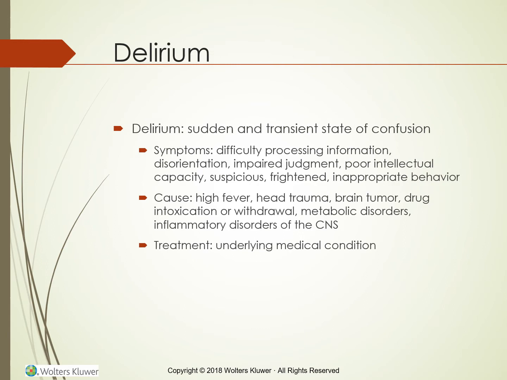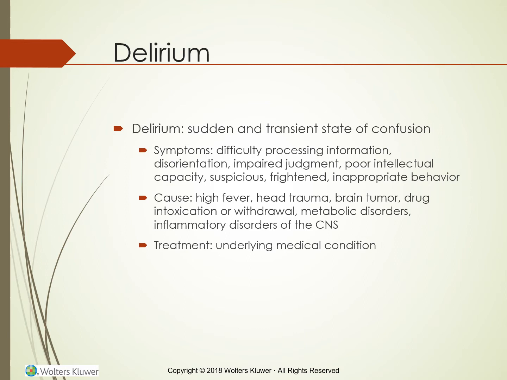We'll discuss now two of those elements that are most commonly encountered as defining elements of cognitive impairment, and those will be delirium and dementia. We'll start with delirium. Delirium can be defined as a sudden and transient state of confusion. And the length of the confusion will always be related to the cause of the delirium.